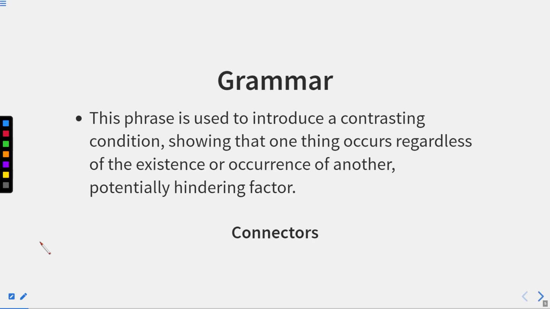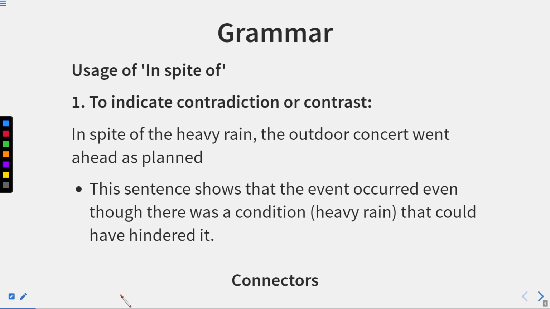This phrase is used to introduce a contrasting condition. Here we will introduce a contrasting condition with the word in spite of, showing that one thing occurs regardless, now this one is very, very important, regardless of the existence or occurrence of another potentially hindering factors. Usage of in spite of. Now, how to use this word? To indicate contradiction or contrast. So this is the important and major function of in spite of, that is, it indicates contradiction or contrast.